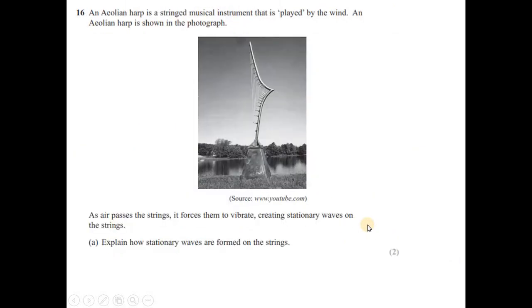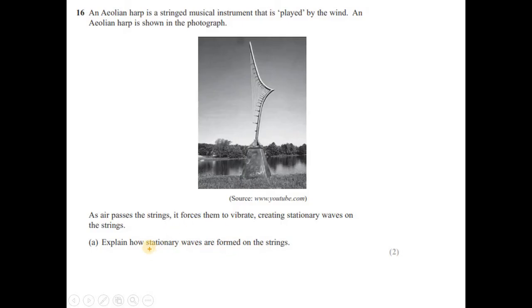Question number 16. An aeolian harp is a string musical instrument that is played by the wind. An aeolian harp is shown in the photograph. So this is some kind of musical instrument. As air passes through a string, it forces them to vibrate, creating stationary waves on the strings. Explain how stationary waves are formed on the string.